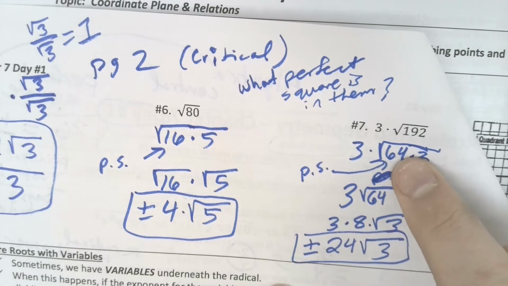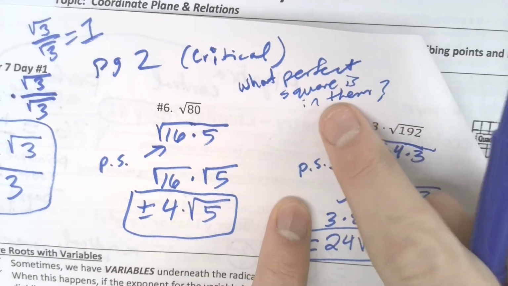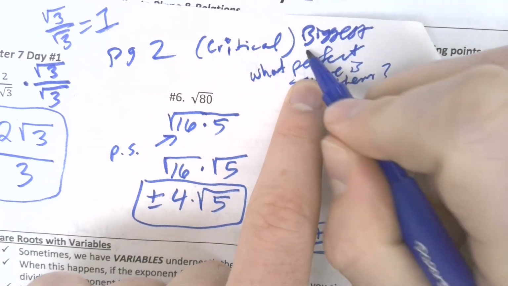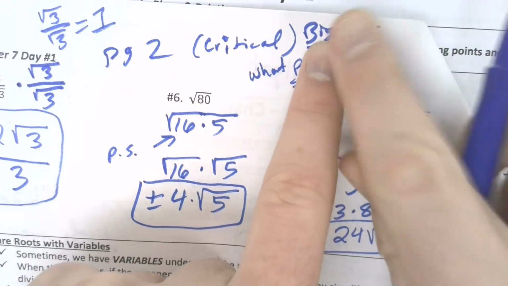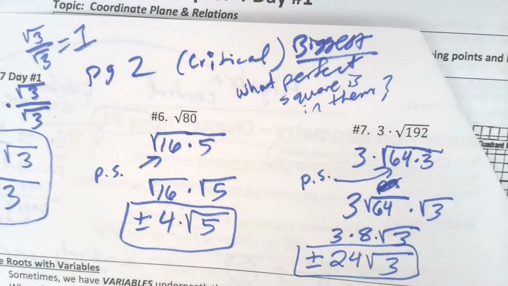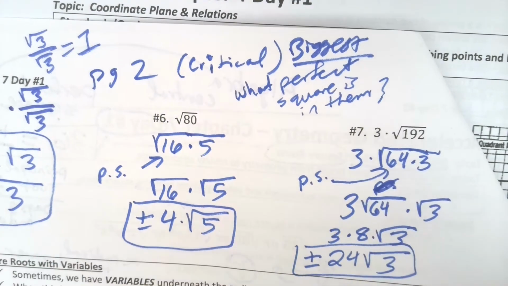This is critical, guys. Understanding how to find the biggest perfect square. And that's the key. The biggest perfect square. It has to be the biggest. Otherwise, you will continuously break it down. It's like those Russian nesting dolls. You'll keep breaking it down, breaking it down, breaking it down.